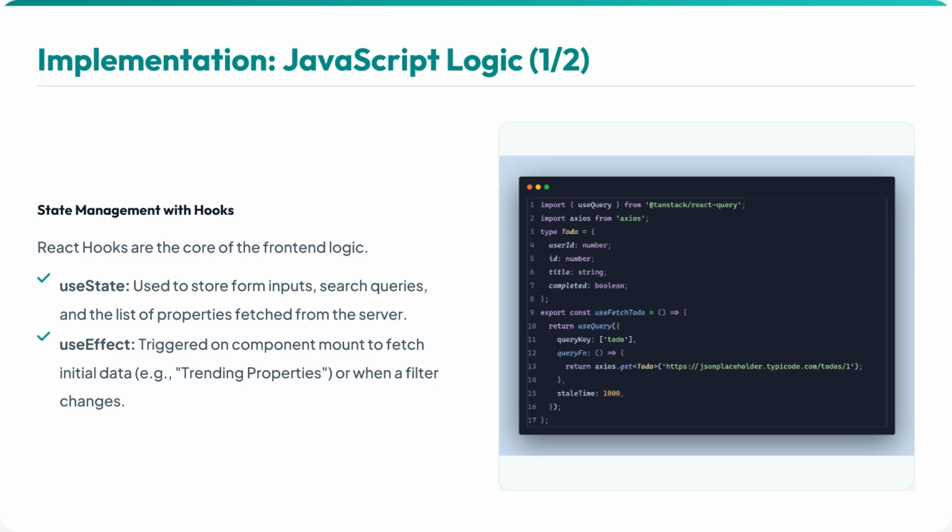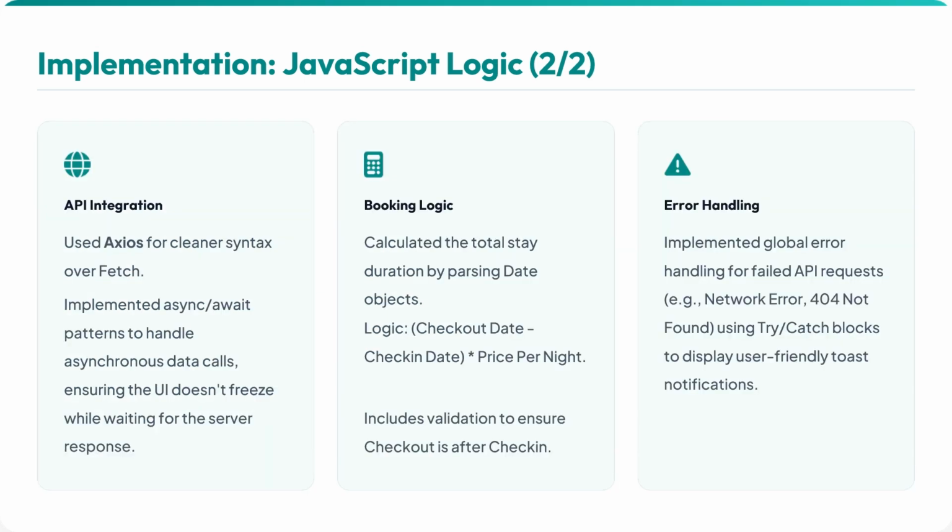backend. The most complex logic in the app is the booking calculation. When a user selects a check-in and check-out date, I cannot just subtract the strings. I have to pass them into JavaScript date objects. The formula: I calculate the difference in time, convert that to days, and multiply it by the price per night. Validation: I also wrote logic to ensure a user cannot select a checkout date before the check-in date.